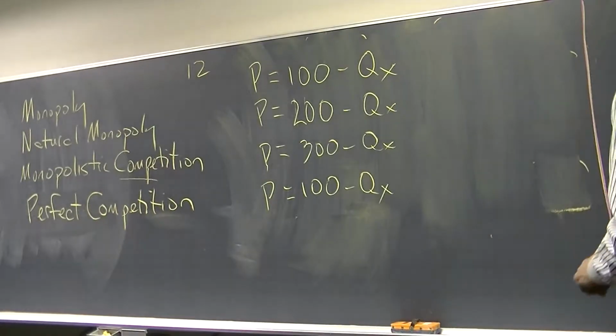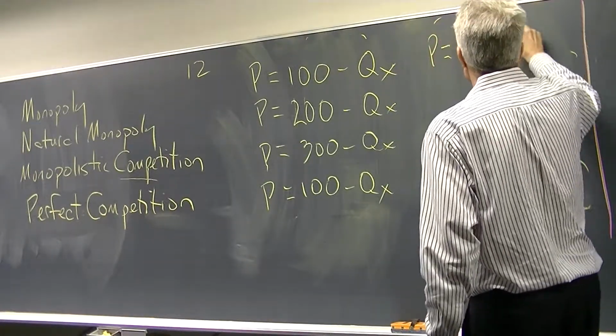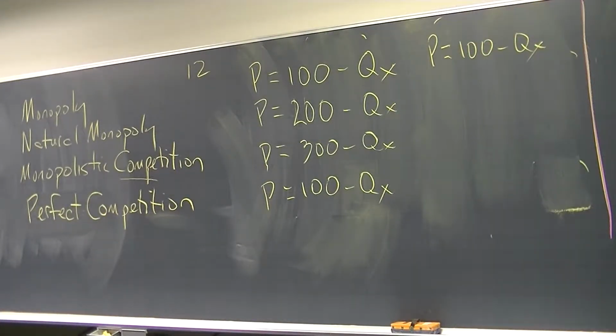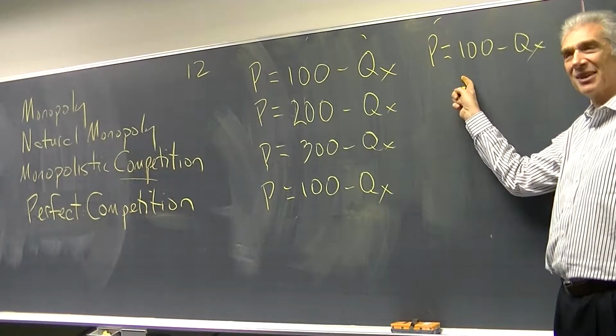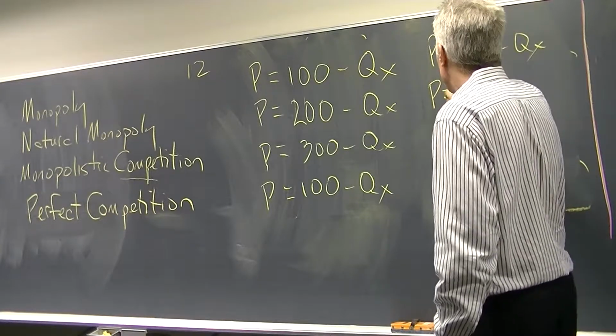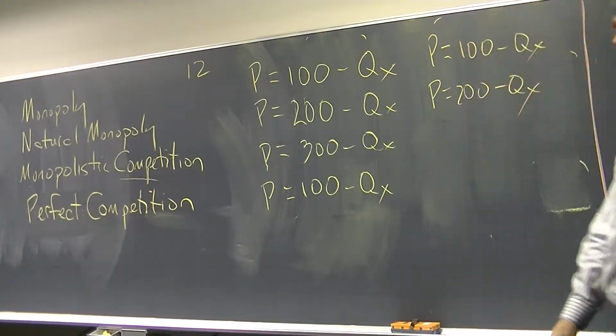Well, monopoly, single firm is 100 minus QX. It's a monopoly. It's a total market. That's just it. It's the same equation. That's why it's a monopoly. What about the natural monopoly? 200 minus QX, the same equation.